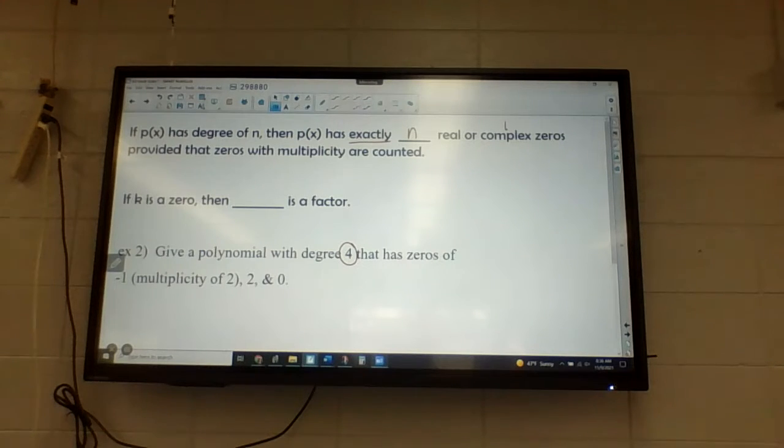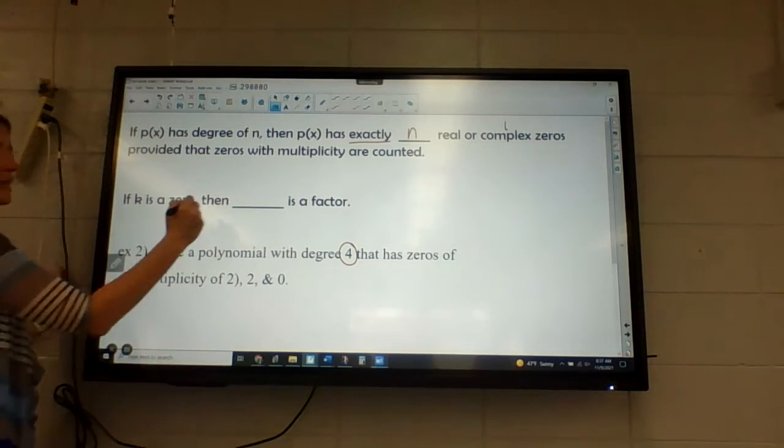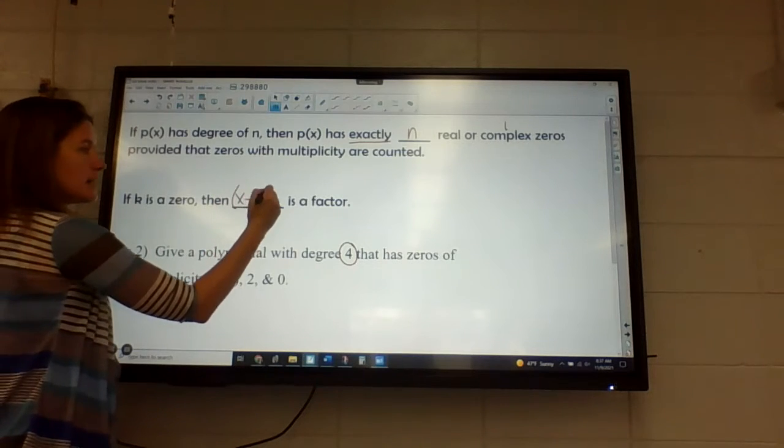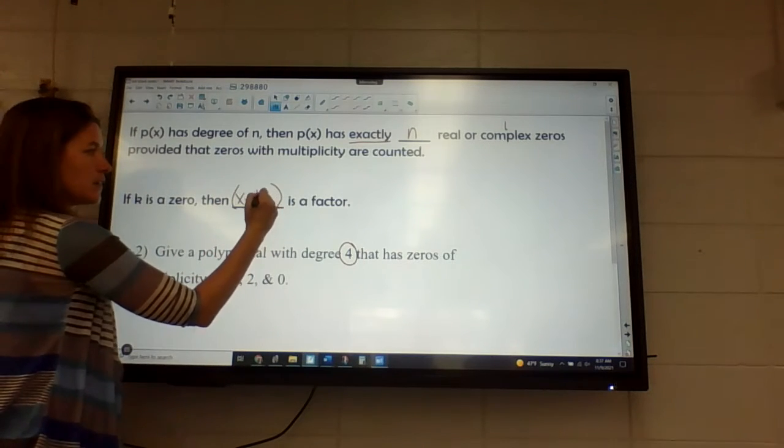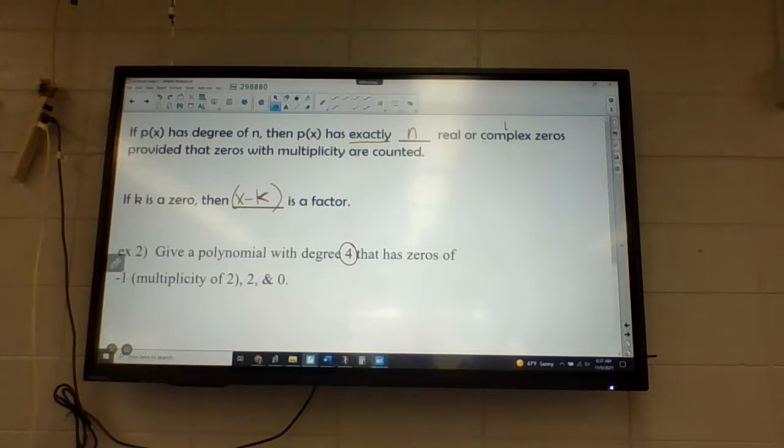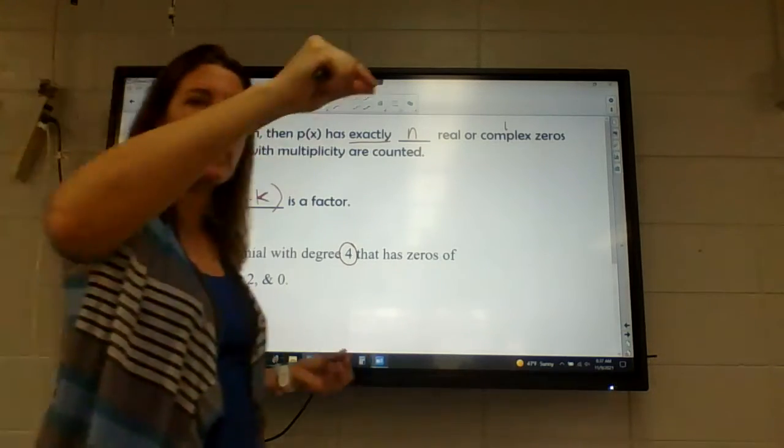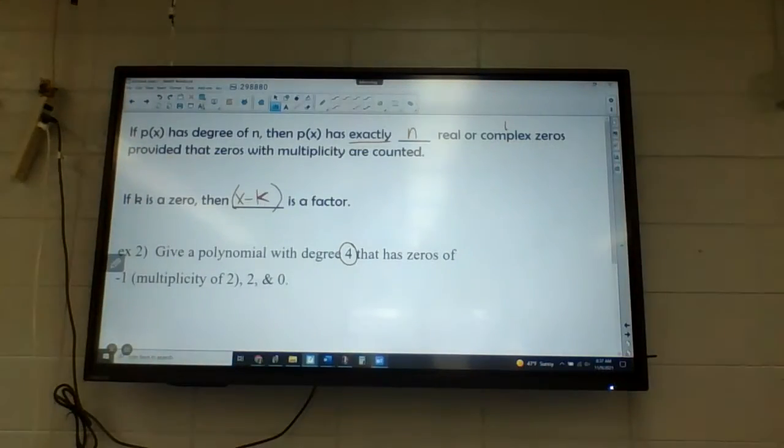One of the other things we're going to mention, and we talked about this in previous sections: if I have a value like k and it's a zero, then we can say x minus k is a factor. Because when I want to go to solve that, I move that k over to the other side.